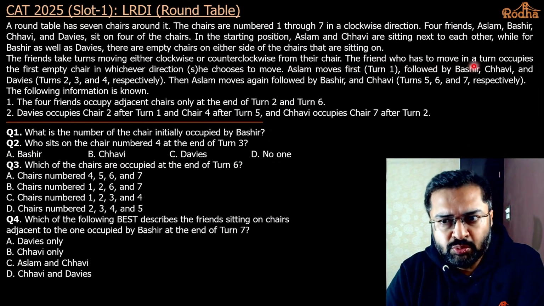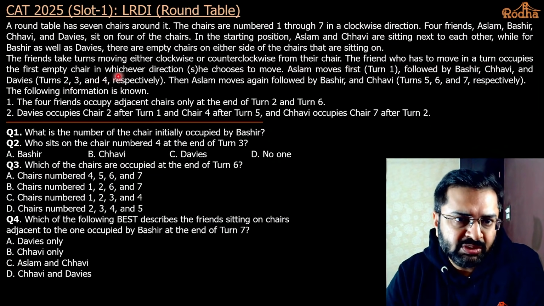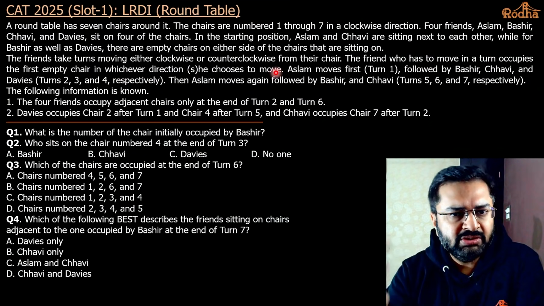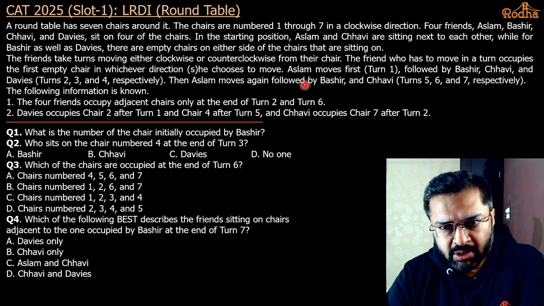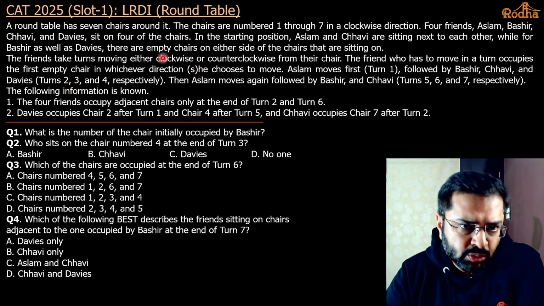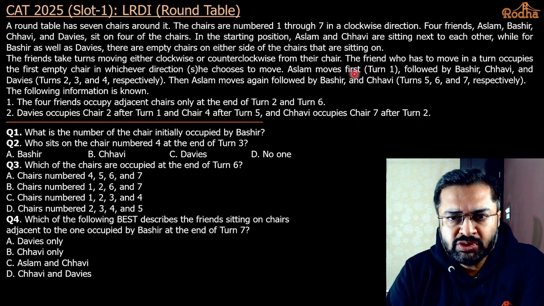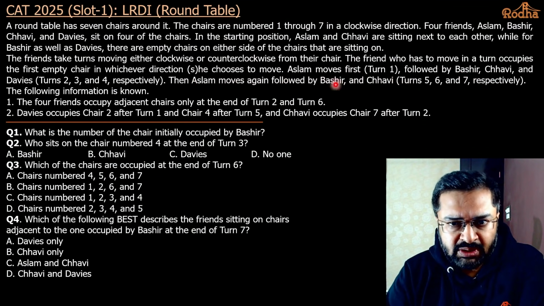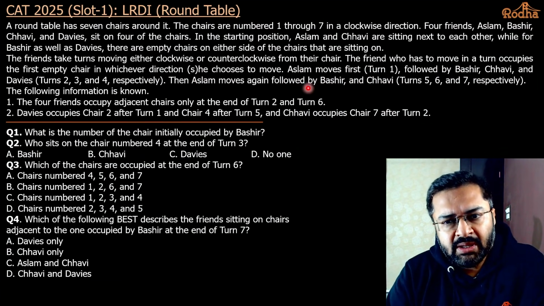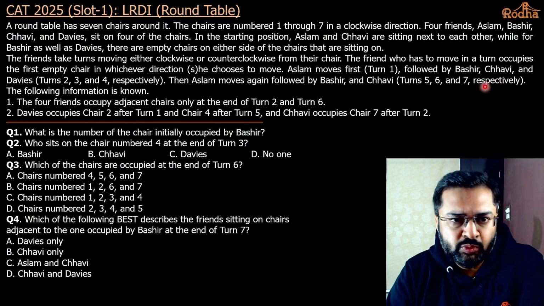The friends take turns moving either clockwise or anti-clockwise from the chair. The friend who has to move in turn occupies the first empty chair in whichever direction he chooses. So if you are moving in clockwise direction, you occupy the first empty chair. Anti-clockwise direction, same thing. A moves first, followed by B, C, D. So it's good that it's given in alphabetical order. First move is made by A, then second by B, then C, then D, fifth, then the cycle continues. So it's like A, B, C, D, and then again A, B, C, 7 turns, 7 moves.